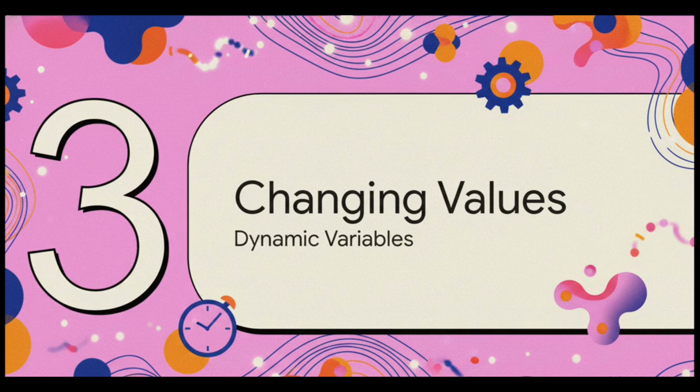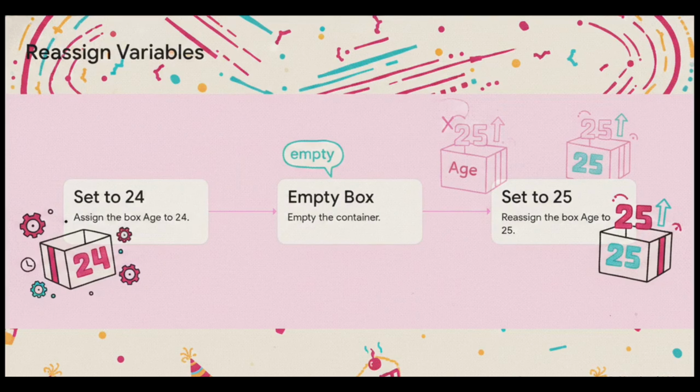Section 3, Changing Values on the Fly. Now that we've got our data neatly sorted, we need to talk about why these containers are called variables in the first place. I mean, the root of the word literally means having the ability to vary or change. A program is a living, breathing set of instructions that operates in real time. Let's walk through how this works step by step.